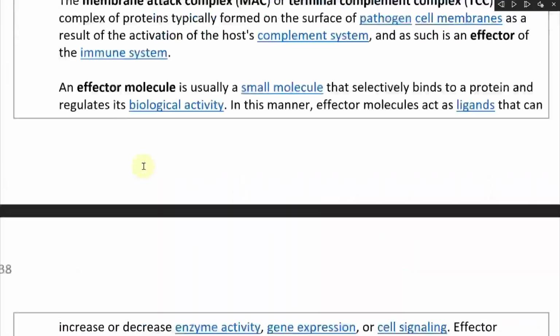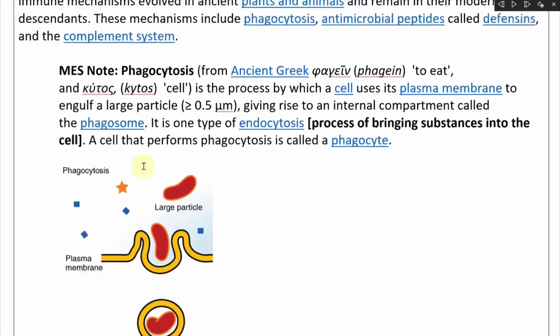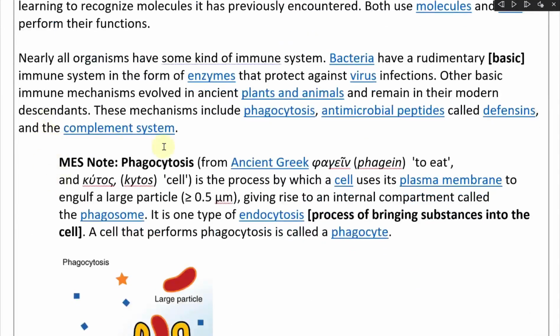It's a whole bunch of MES notes here. And notice how the indent is MES notes there all the way after this complement system.